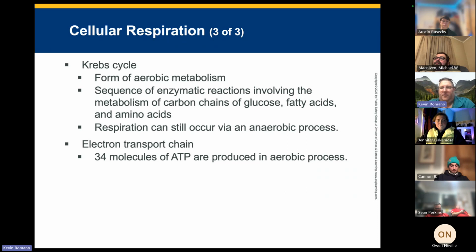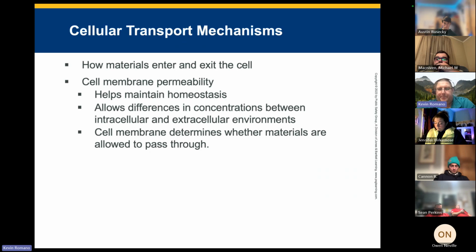Okay, so you have the 4 from glycolysis plus the 34 from the electron transport chain, which are produced in an aerobic process, let me get that right, which totals at the end 38 molecules of ATP. You're probably going to see that again on one of your tests coming up. Okay, Krebs cycle 4, 34 for the aerobic process. That equals a total of 38.